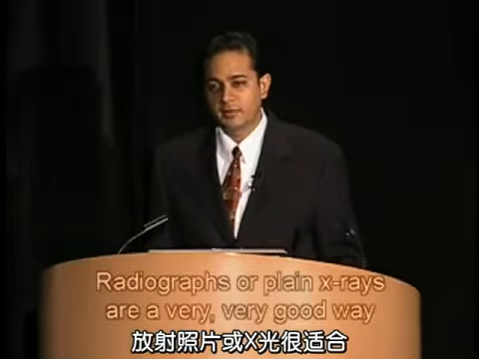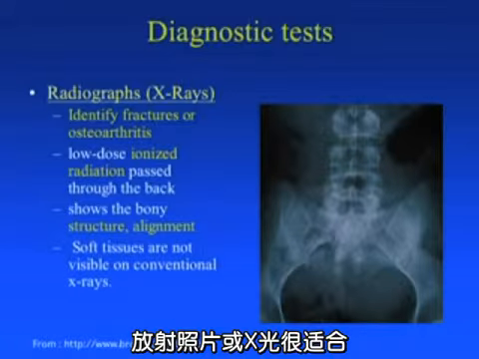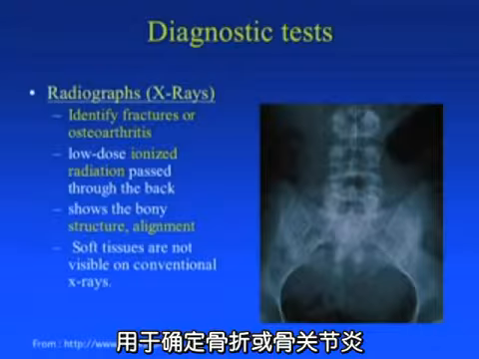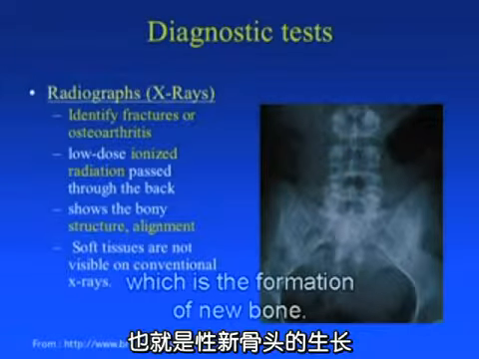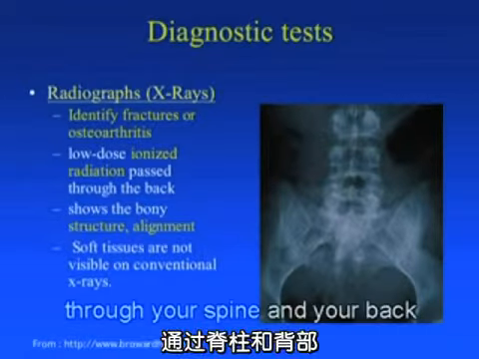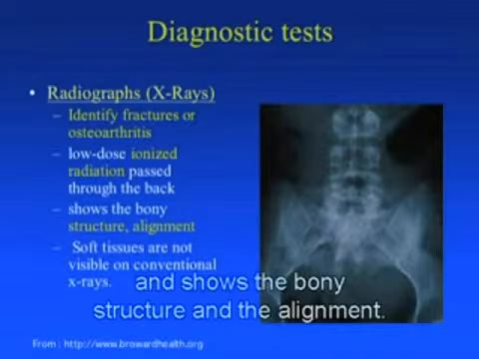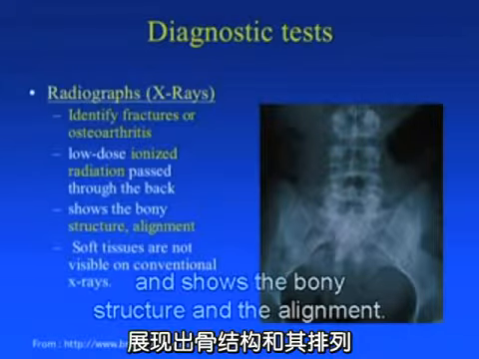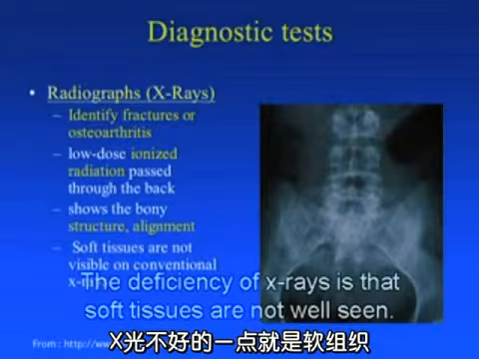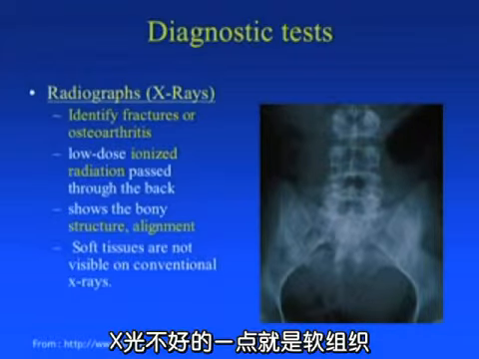Radiographs or plain X-rays are a very, very good way of identifying fractures or osteoarthritis, which is a formation of new bone. With X-rays, low-dose ionizing radiation passes through your spine and your back and shows the bony structure and the alignment. The deficiency of X-rays is that soft tissues are not well seen.